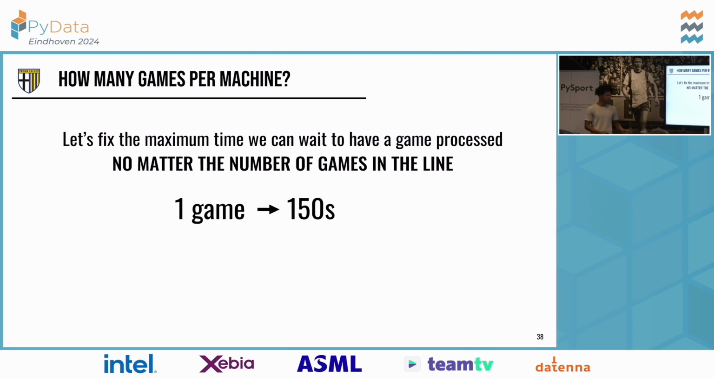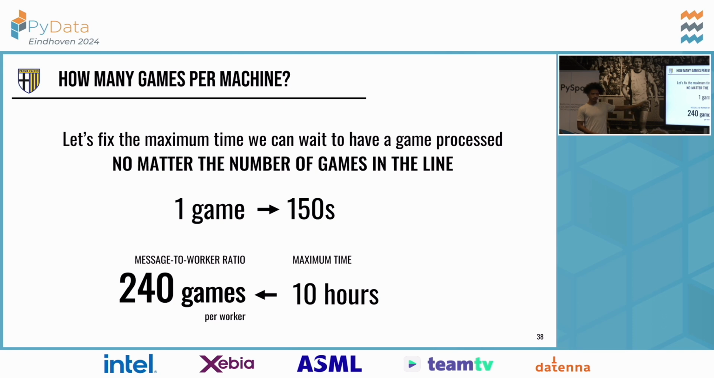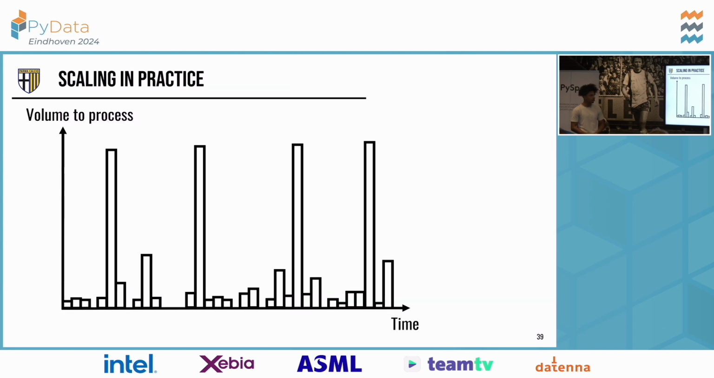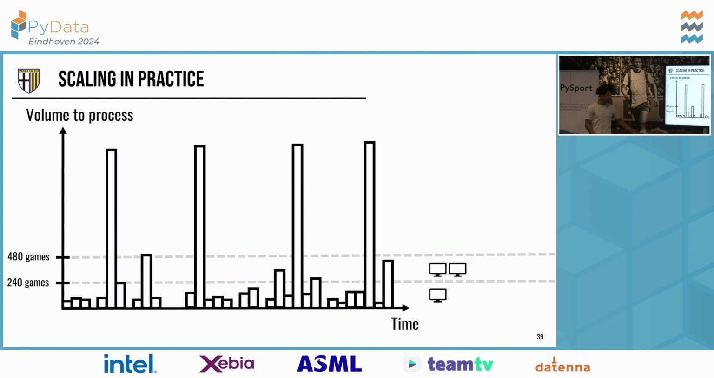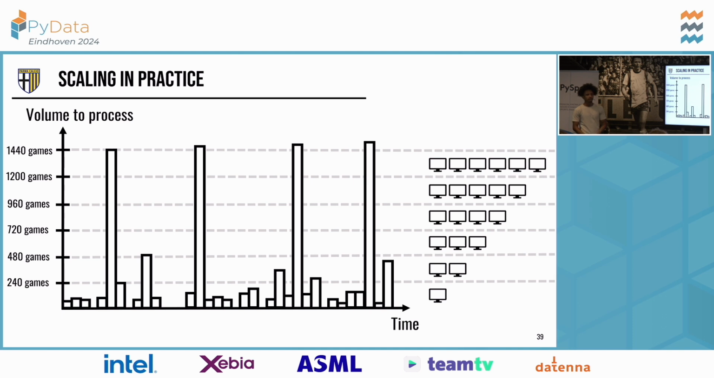So this is made possible by a simple rule of three. We need 150 seconds to process a game, and if we set a maximum time of 10 hours, it means that every machine can process 240 games. And this way we are sure that in 10 hours the matches will have been processed. So to illustrate that, we can go back to our volume to process, and every time the number of games that we need to process is lower than 240, we just have one machine on. If it's between 240 and 480, we have two machines on, and so on and so forth. So this way, we are sure to have the right amount of workers on, and to only pay for that.